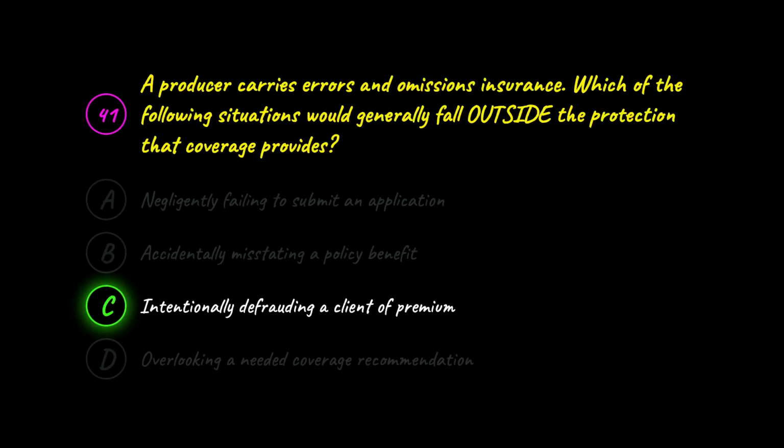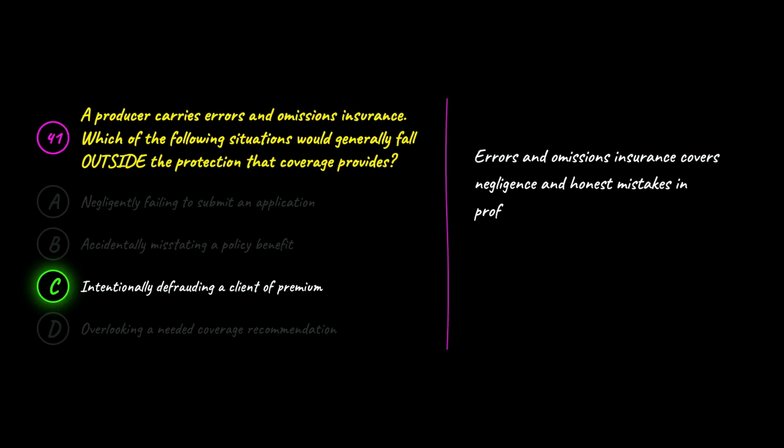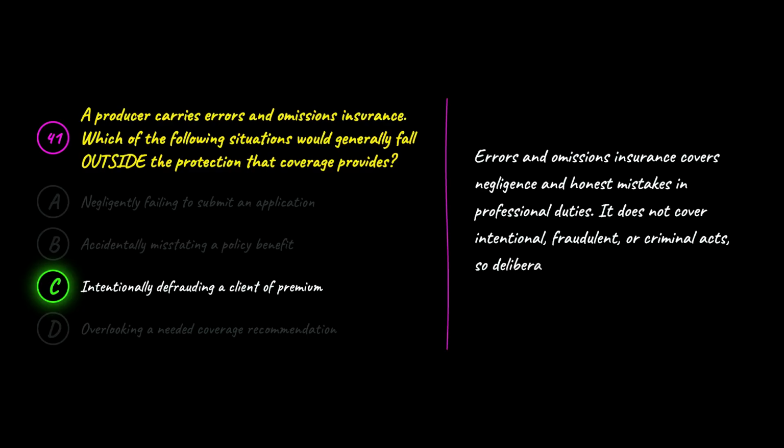The correct answer is C. Intentionally defrauding a client of premium. C is correct because errors and omissions insurance covers negligence and honest mistakes in professional duties. It does not cover intentional, fraudulent, or criminal acts, so deliberately defrauding a client of premium is excluded.